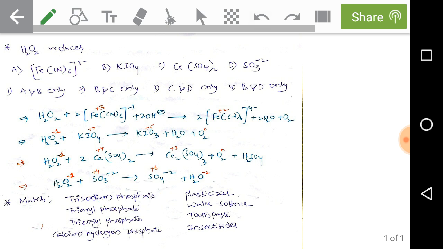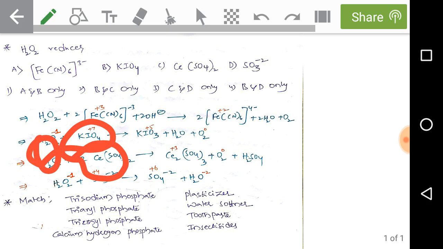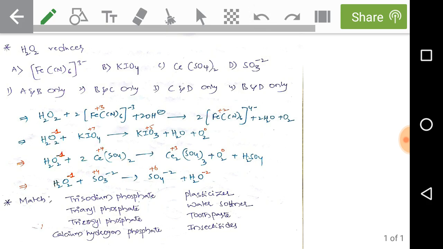Just look at all four reactions: the second and third reactions are where hydrogen peroxide directly reduces those species. Whereas in the first one, hydrogen peroxide can reduce the given iron complex only in the presence of hydroxide. So without hydroxide, hydrogen peroxide is not going to reduce the given iron plus 3 complex.